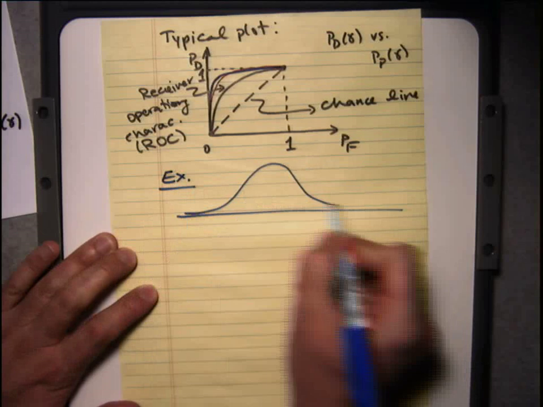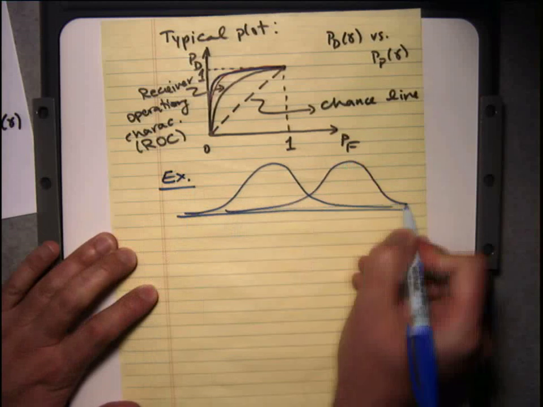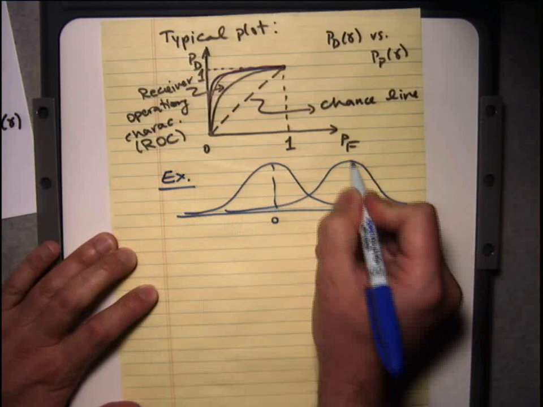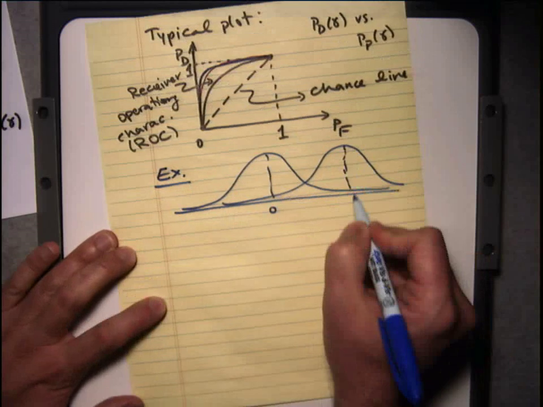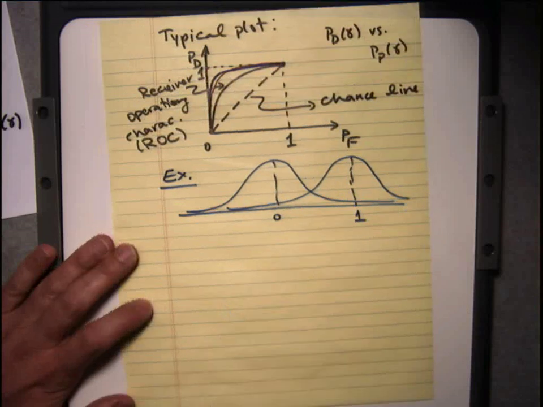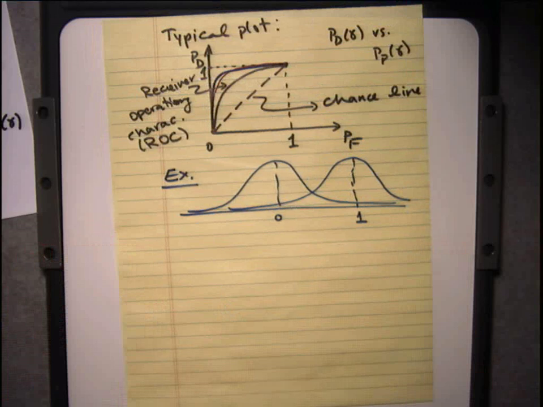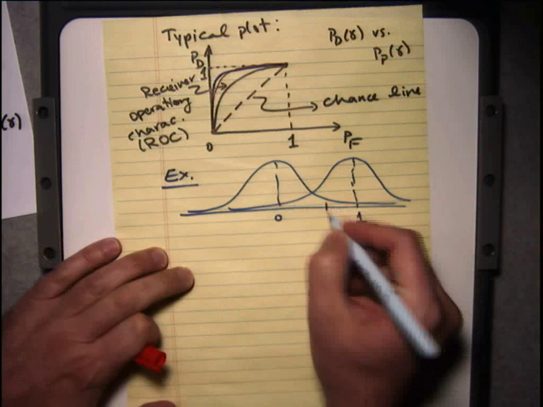So this is one Gaussian. This is another Gaussian. The mean here was 0. Remember, the mean here was 1. Okay? Now we set a threshold. Let's say, I think it was here. And this is gamma.